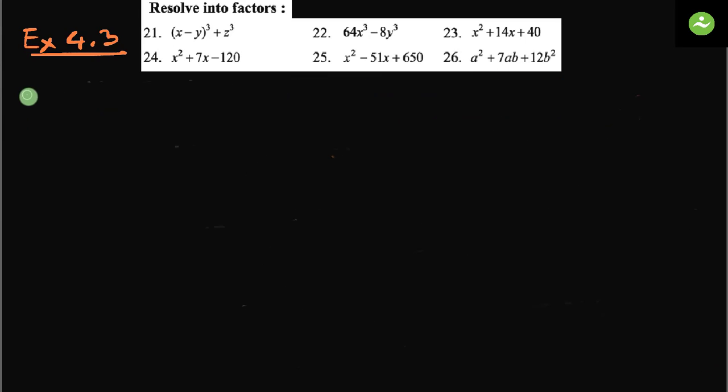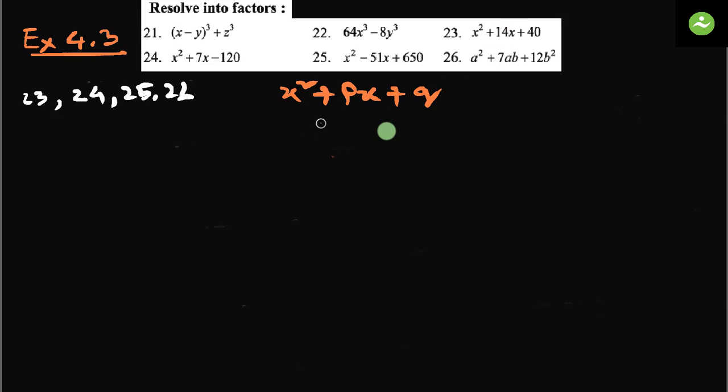Now we will solve number 23. Actually, from 23 to 26, these are a particular type of expression. 23, 24, 25 and 26. You see these expressions, these are not cubes. These expressions are known as x square plus px plus q. Here q is constant, 40 is q and 14 is p.